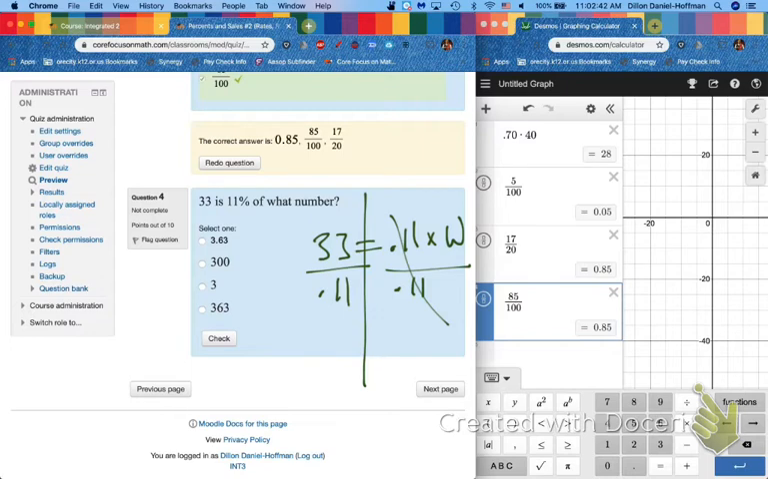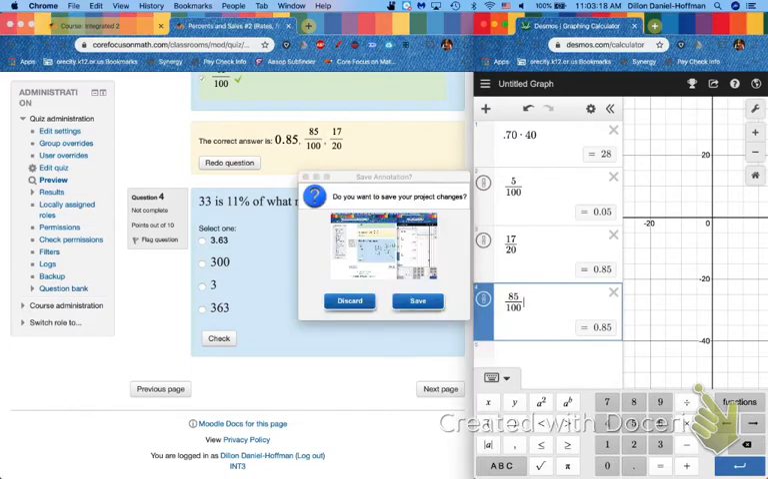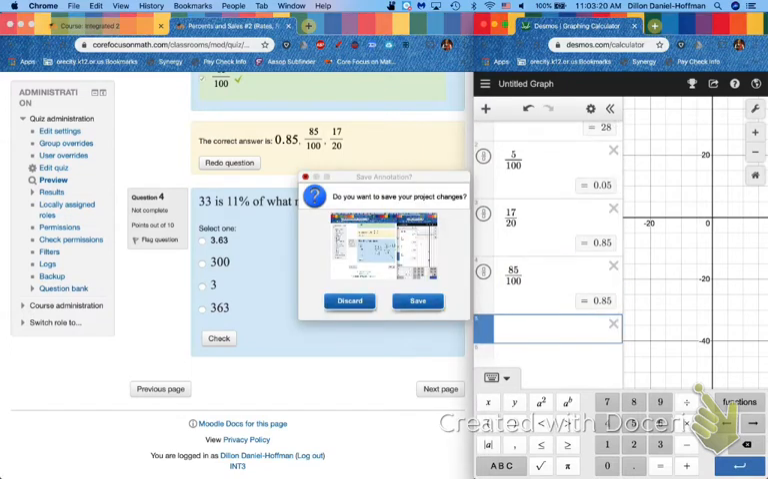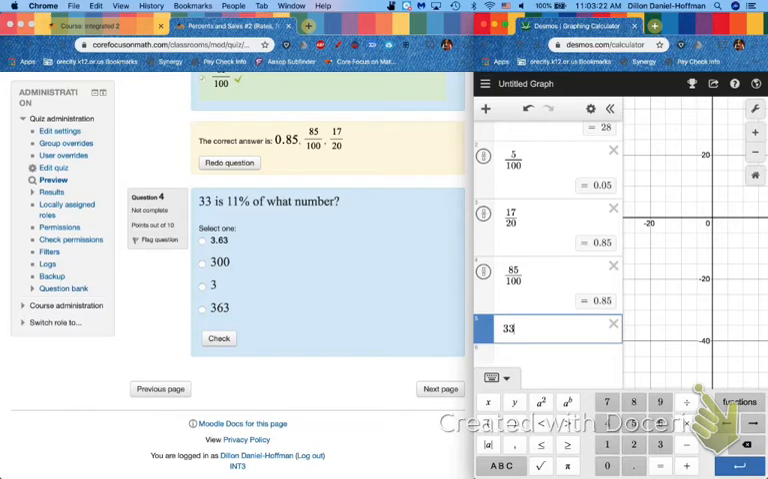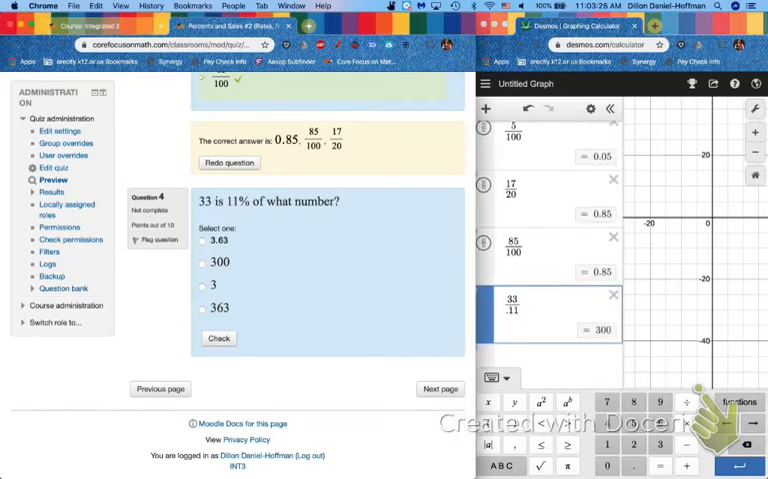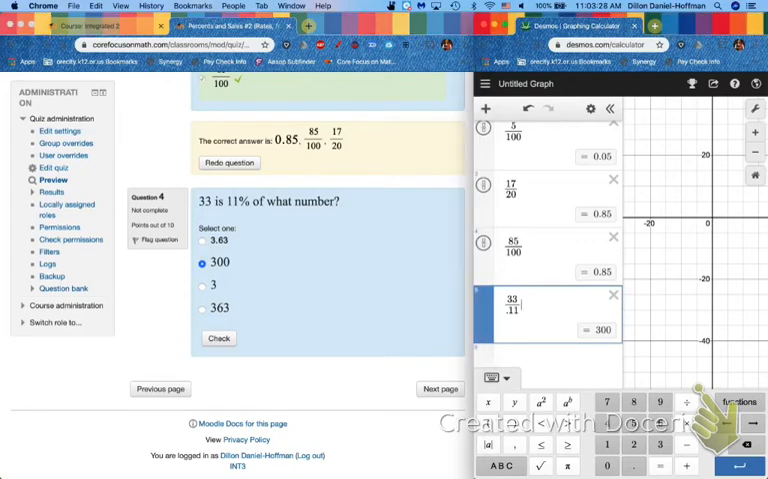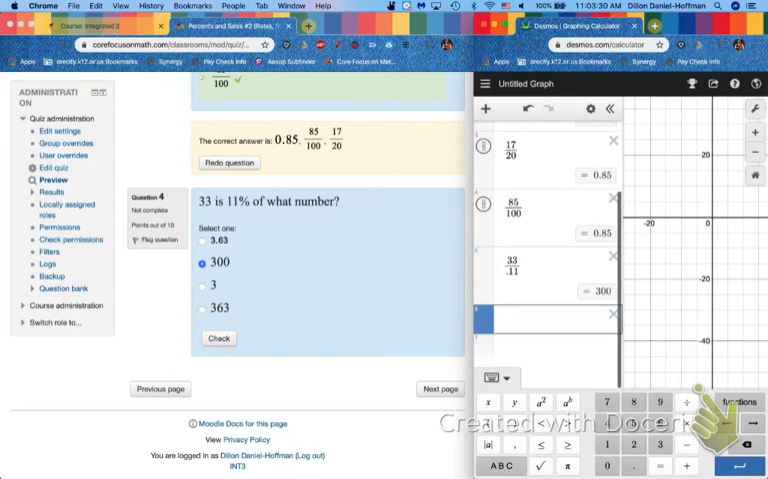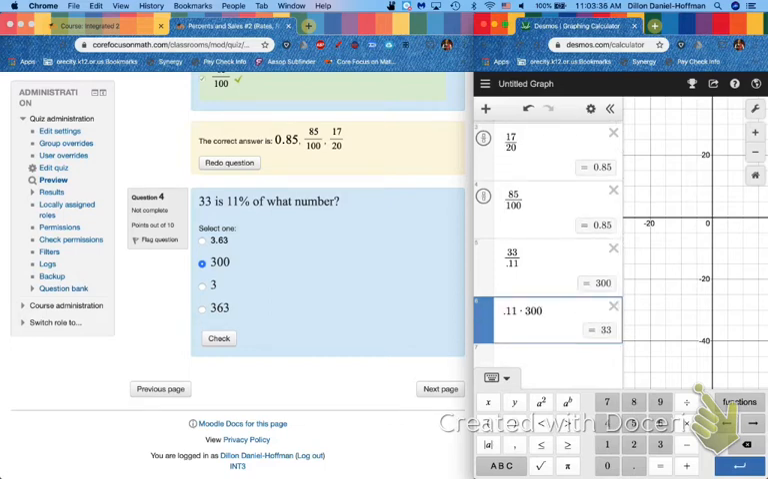33 divided by 0.11. Again, I'm going to close out. If you need to pause this video, feel free to pause that. 33 divided by 0.11. 300. And I could check that before I even hit check by saying 11% of 300. Does that give me 33? Yep. So sure enough, I know I'm right.